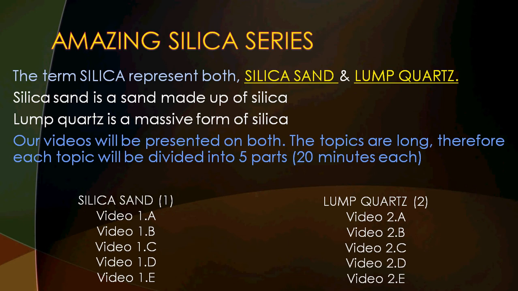The term silica represents both silica sand and lump quartz. So when we say silica, it may be silica sand or it may be lump quartz, as long as there is SiO2 there. Silica sand is a sand made up of silica.